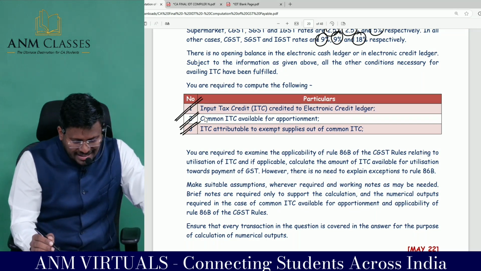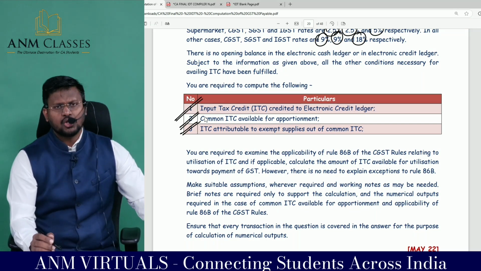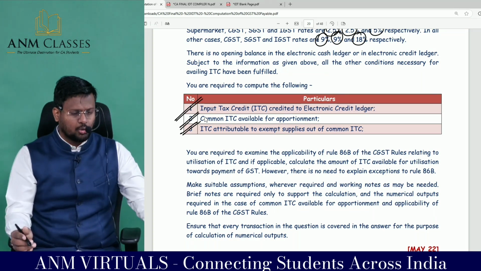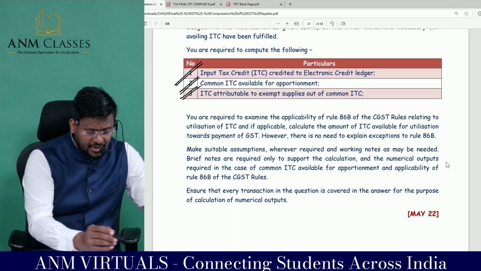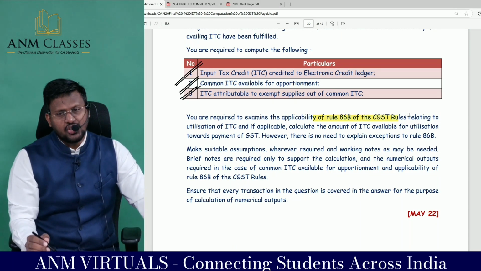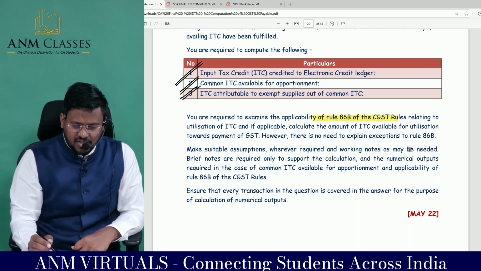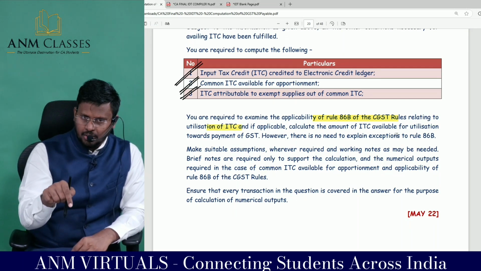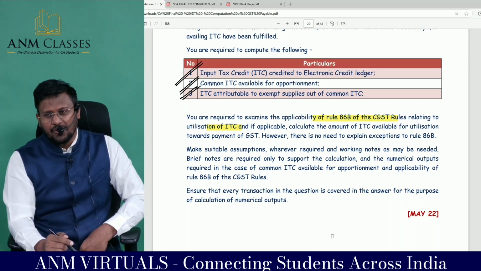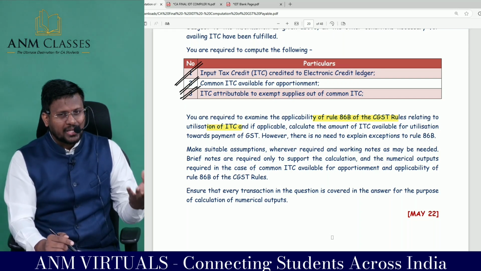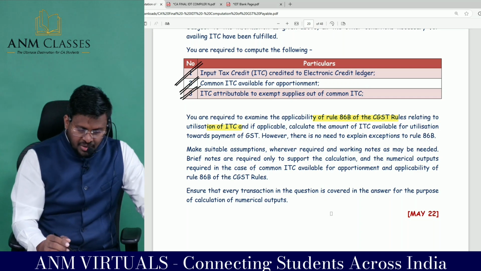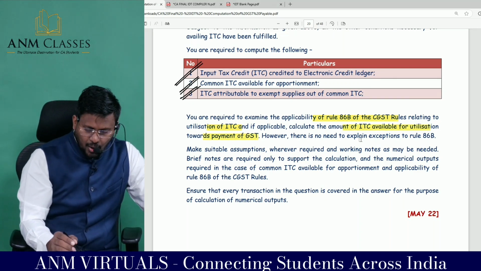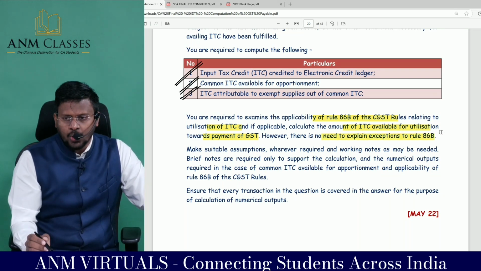ITC attributable to exempt supply out of the common ITC. So common ITC has to be apportioned to two categories, ITC attributable to taxable supply and ITC attributable to exempt supply. You are required to examine the applicability of Rule 86B of the CGST Rules. Just now we revised Rule 86B relating to utilization of ITC, and if applicable, you have to check whether the outward supply has exceeded 50 lakhs or not, without including exempt supply and zero rated supply. Calculate the amount of ITC available for utilization towards payment of what? GST.